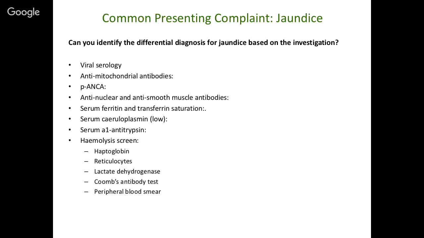So viral serology is for viral hepatitis. This is good for buzzwords as well. Antimitochondrial antibodies. Anyone know which condition you might see that? Yes, so primary biliary cirrhosis. P-ANCA, which stands for perinuclear anti-neutrophilic cytoplasmic antibodies.